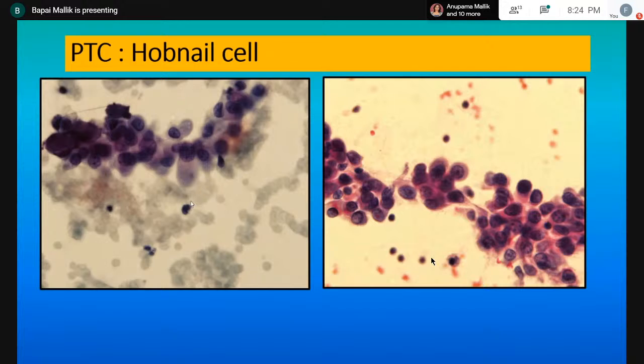And this is a representation of these hobnail cells. You see the cells over here and they're just hobnailing out, like you see in some histopathology sections. See the hobnail cells coming out, right?